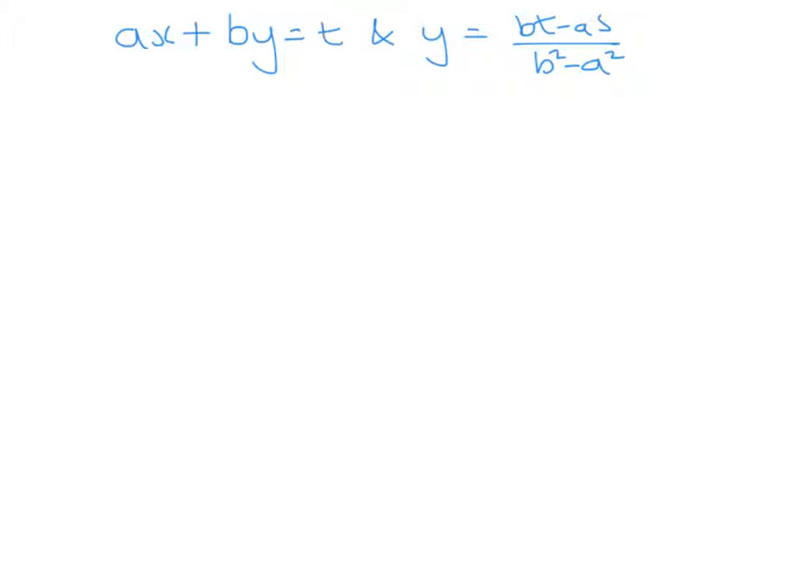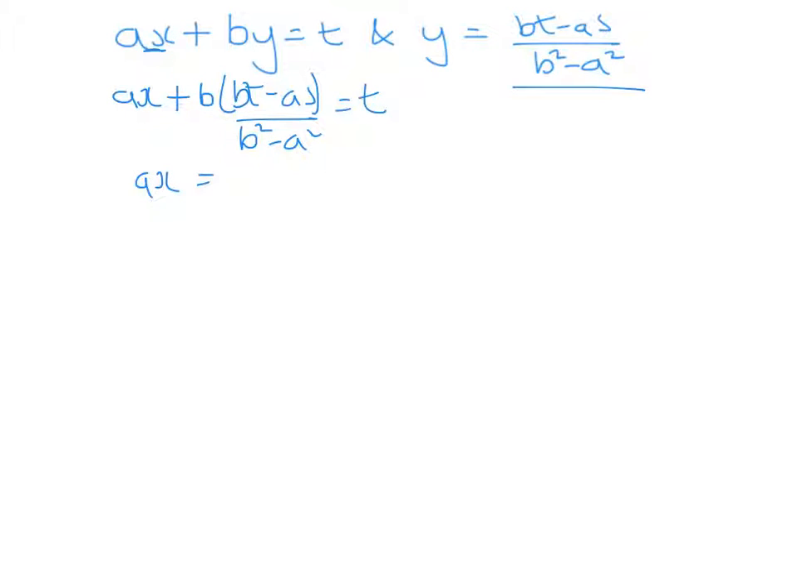Okay, so here we are now. What we have to do is to figure out x. Now we know y, so let's substitute in place of y this expression here. So this would be b times bt minus as over b squared minus a squared, is equal to t. Now I'll expand this top line here, so this is b squared t minus bas, all over b squared minus a squared.